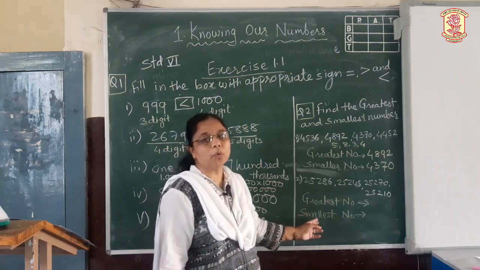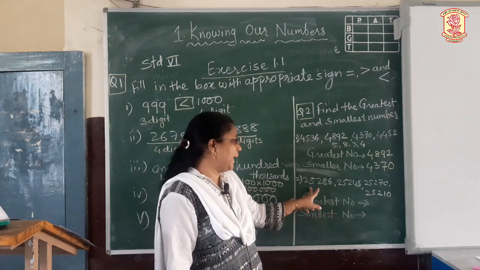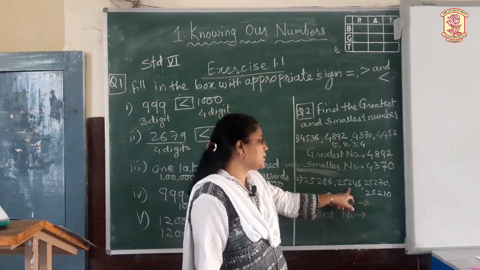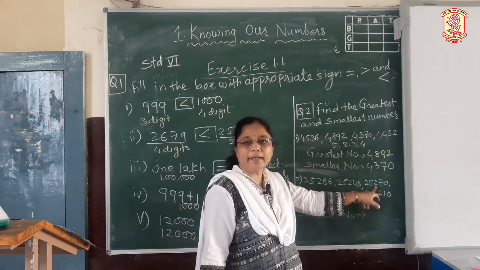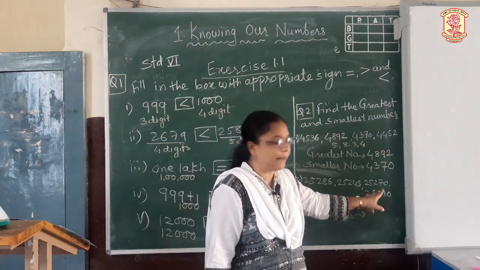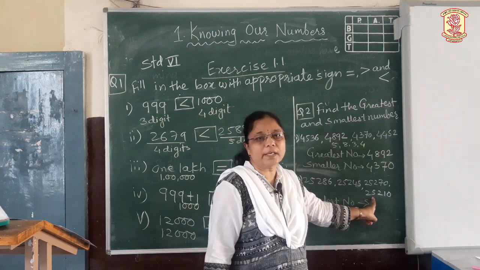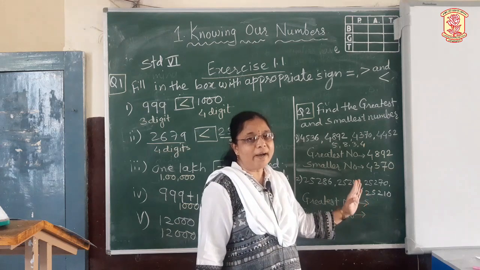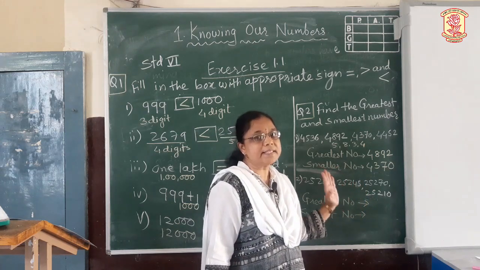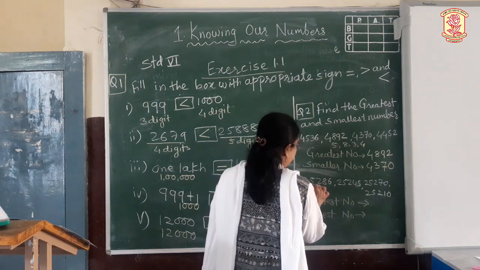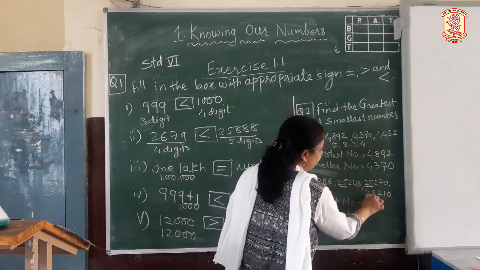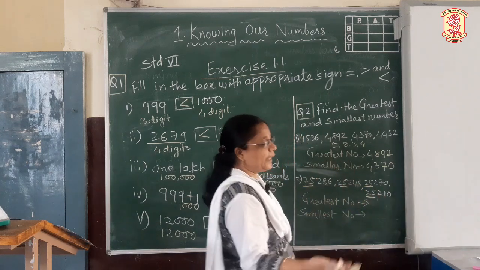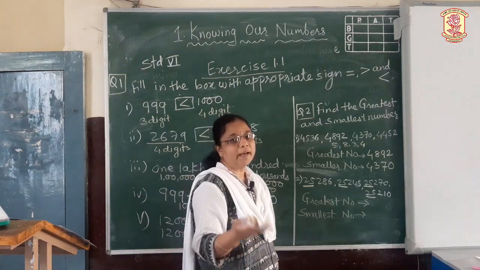Now question number 2. Our numbers are 25,286. Second number is 25,245. Third number is 25,270. And the fourth number is 25,210. Now in all these numbers, the first two left digits are the same: 2 and 5, 25, 25, 25, 25.